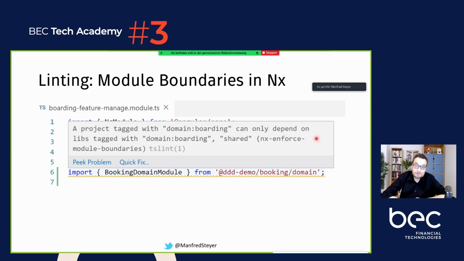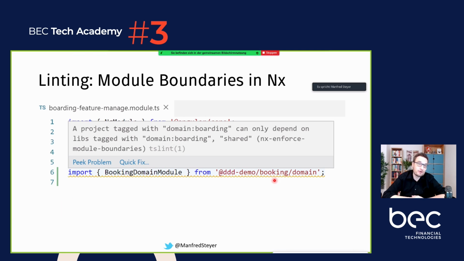linting rules. There are linting rules, for instance, provided by Nx that allow you to define which part of the system is allowed to communicate with which other parts. And here we could say, well, here I'm in my domain boarding, it's about flights, and I'm not allowed to grab over to booking. You see it here, I try to load my booking domain module from the booking area. And that's why I'm getting a hit on my fingers, because I'm not supposed to grab over there. This can be enforced by linting rules like this.